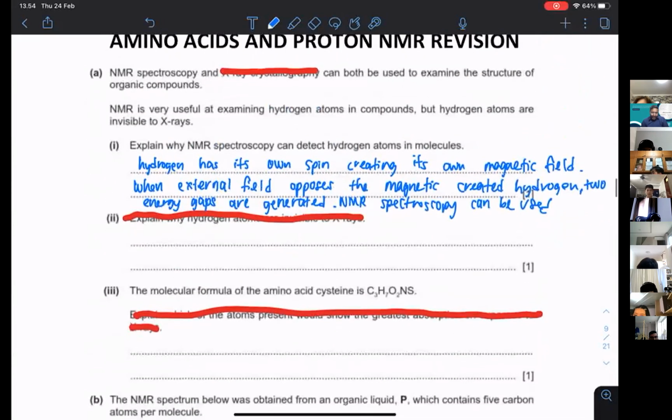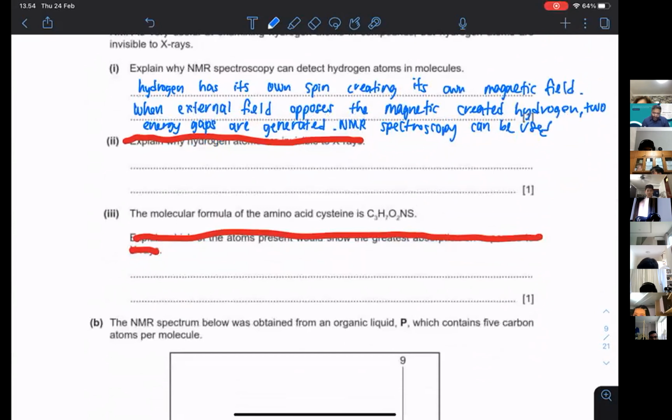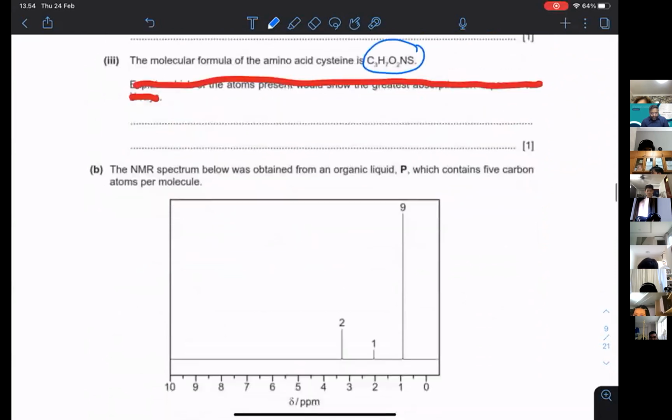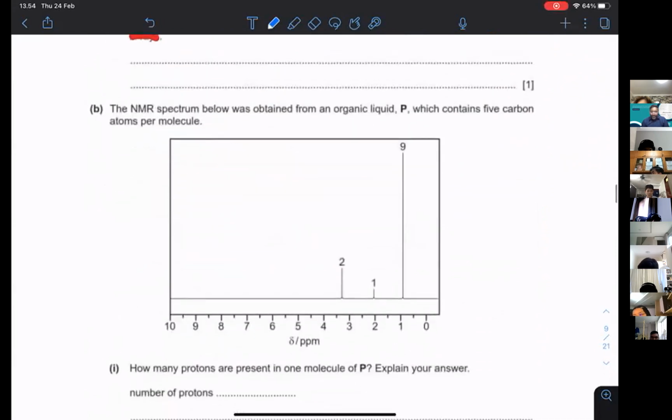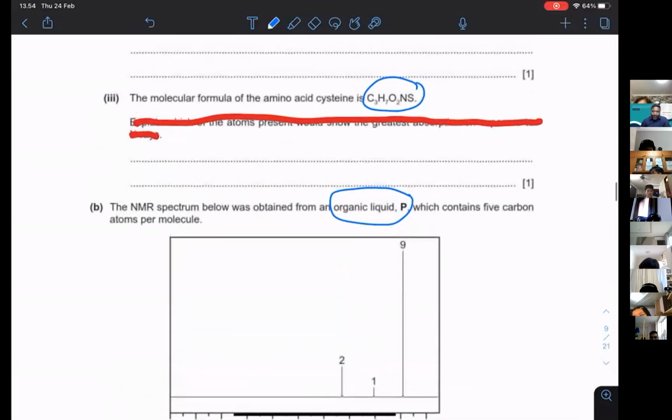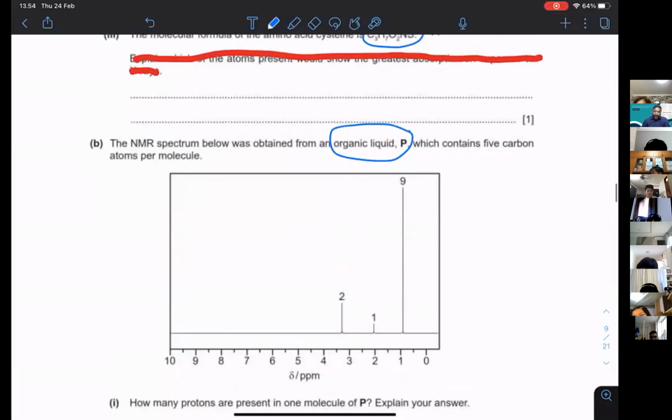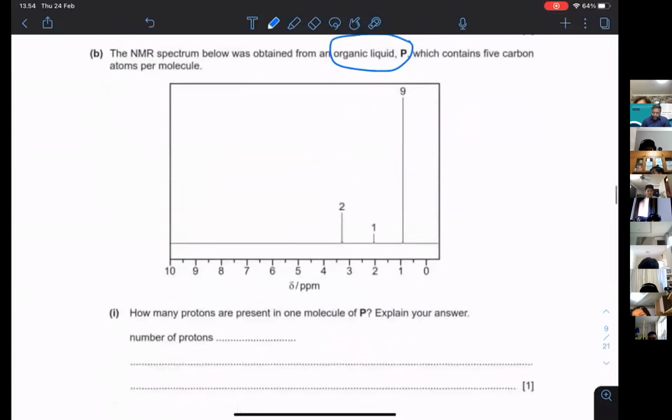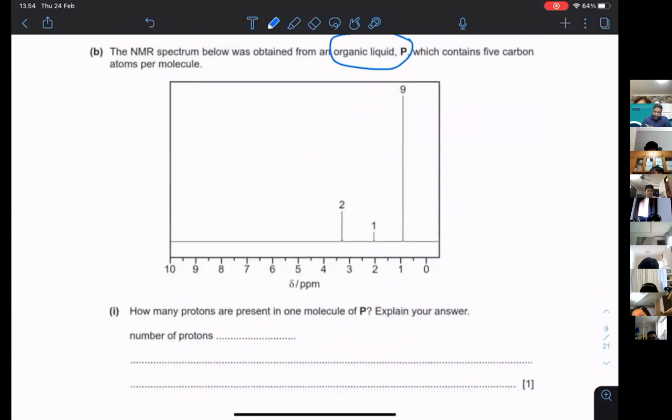Here is the second part. They still say molecular formula of this, but I don't think they are going to continue. They say the NMR spectrum below was obtained from an organic liquid P. So they are using a different molecule, so no need to worry about this. It contains 5 carbon atoms per molecule. Yesterday we did something from here. They ask how many protons are present in one molecule of P. If you want to find the number of protons, you just need to add all these numbers.